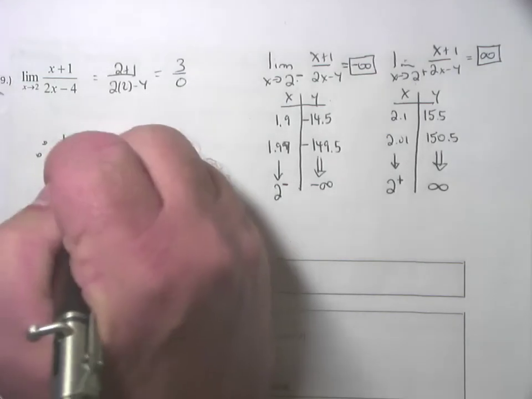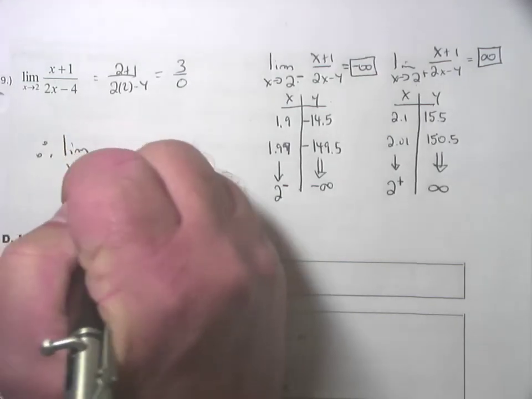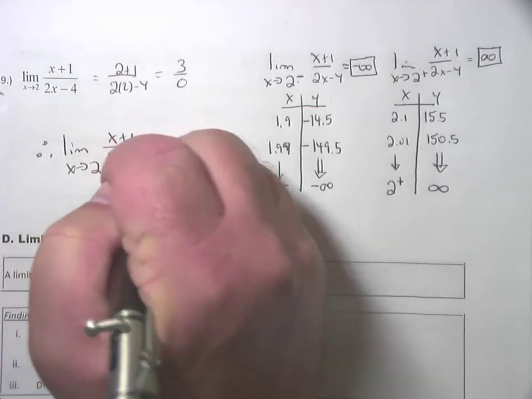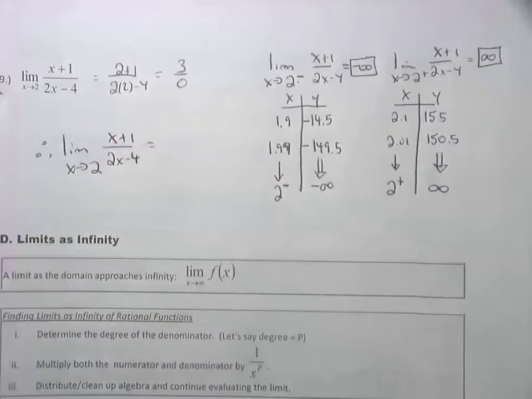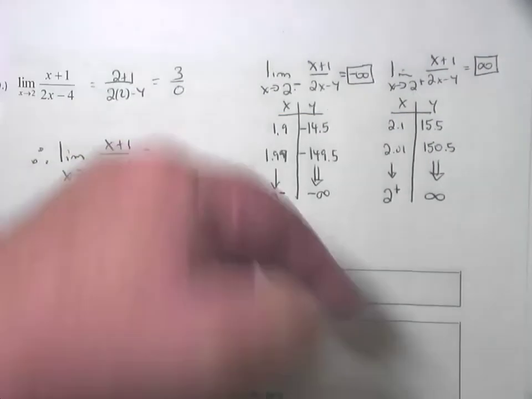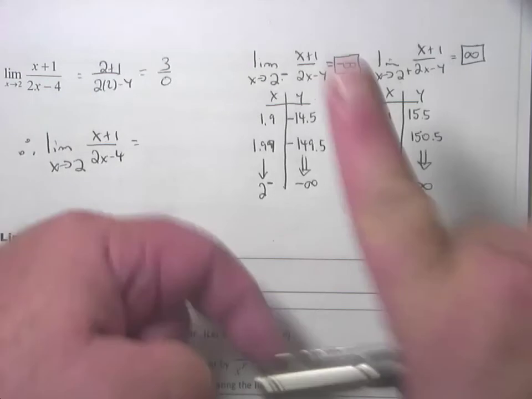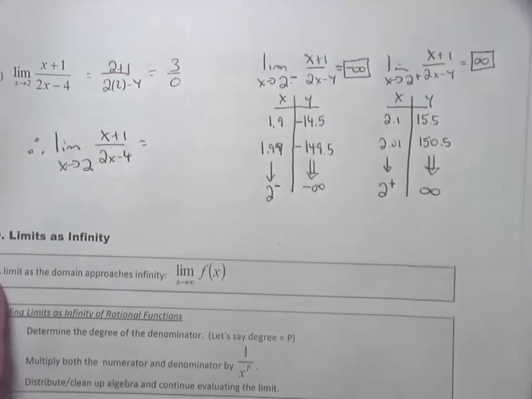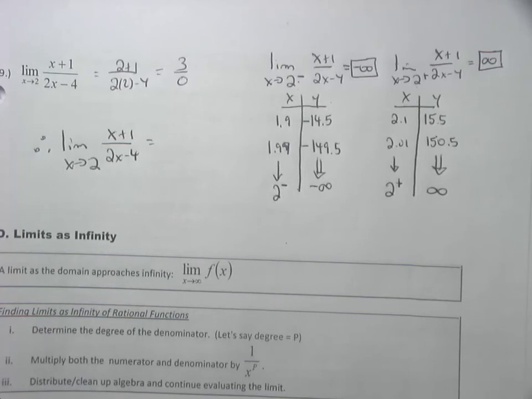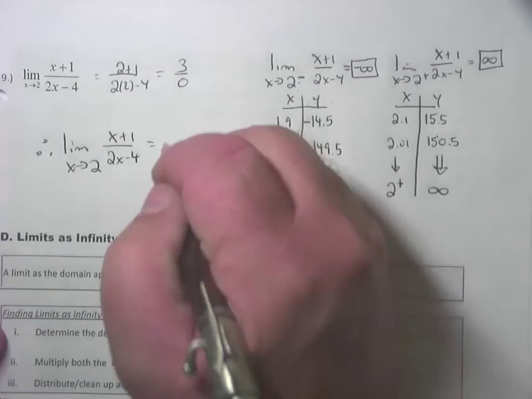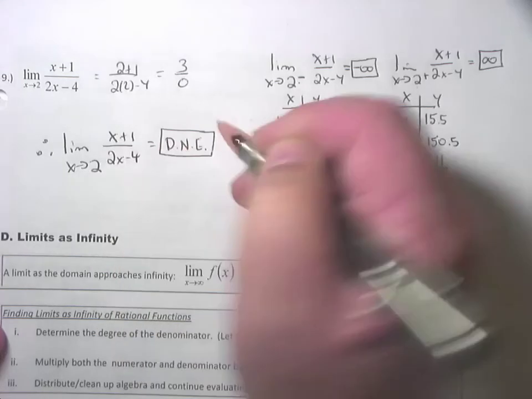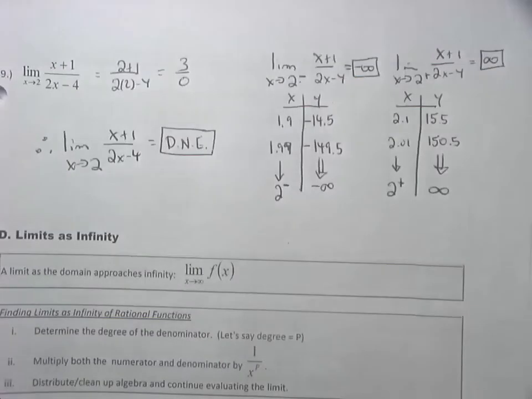Can you tell me what is the limit as x approaches 2, the full limit, of x plus 1 over 2x minus 4 is equal to? Well, remember, from the left side of 2, I'm going down to negative infinity. From the right side of 2, I'm going to positive infinity. They're not going to the same thing. So therefore, by strict definition, what's my limit? You got it. Does not exist. No solution. This guy doesn't have a limit because they don't go in the same direction.